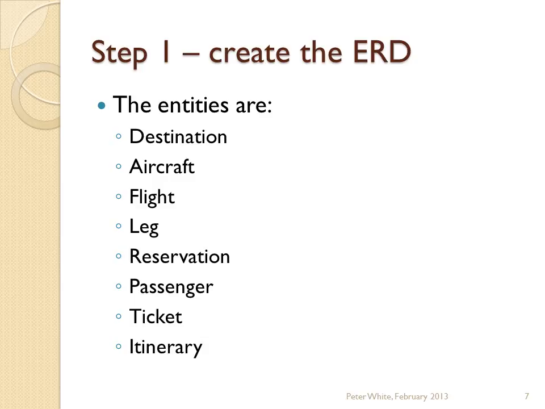So the next thing we do after we've identified all these entities is make a list. Destination, aircraft, flight, leg, reservation, passenger, ticket, itinerary. So they're the entities that we've identified.